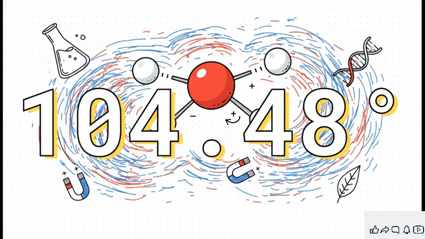That very specific angle, 104.48 degrees, is so crucial. See, if water was a straight line, the two positive ends would be on opposite sides and their charges would just cancel each other out. The molecule would be nonpolar. But because of this precise bend, the positive and negative charges are kept separate, creating this permanent polarity. That's the secret to water's magnetism.